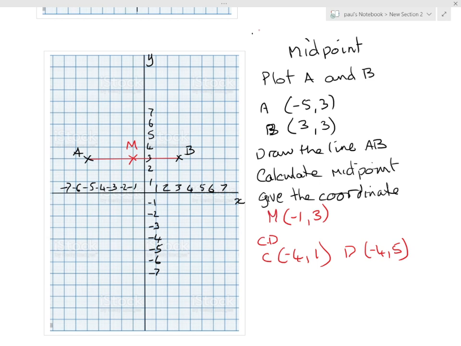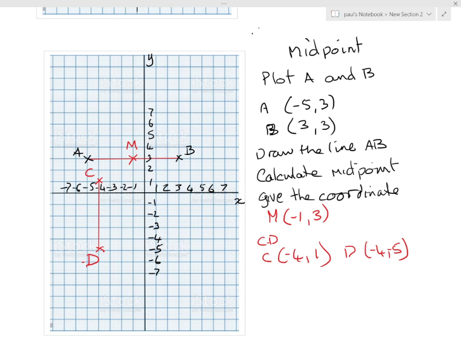Right, okay, C is minus 4, 1. Minus 4, 1 is there. And minus 4, 5. Oh, don't want it to cross the line, so we'll make it minus 5. Minus 4, minus 5 is down there. Okay, draw the line between them. Nice and easy this, yeah? Label them all up so everybody knows what's going on.